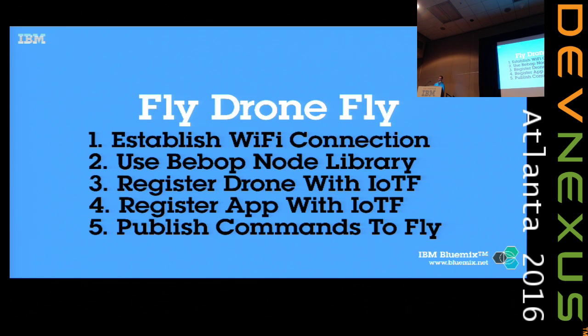So what we're going to do in today's demonstration is we're going to tell that drone to fly. That's in theory what we want to do. We're going to do that by first establishing a Wi-Fi connection to the drone. The drone itself has a Wi-Fi hotspot. It publishes a Wi-Fi hotspot, but it doesn't necessarily have an internet connection. So we're going to connect to the drone from my computer over Wi-Fi, and my computer is going to act as the drone's connection to the internet.